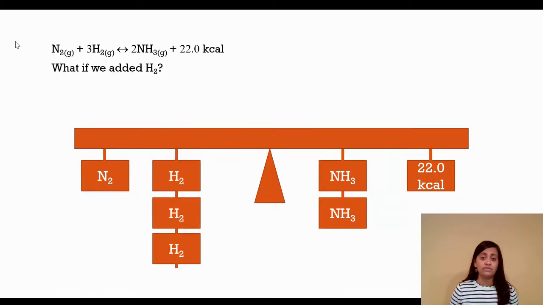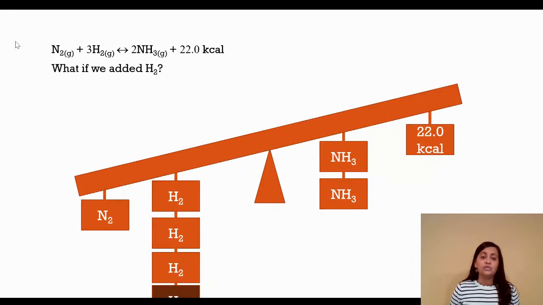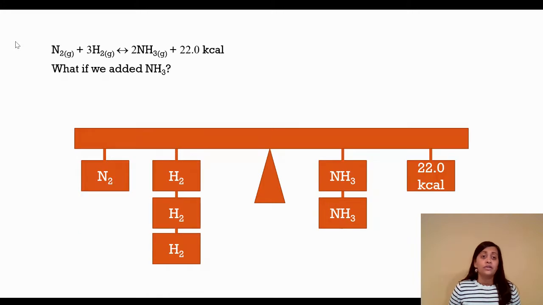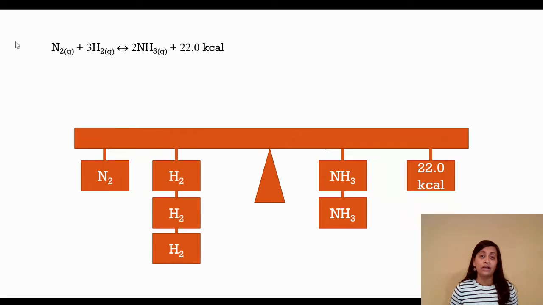We'll reset it, and then thinking about what if we added H2. Again, use your pencil or your pen and think about that seesaw. As we add H2, it's going to use up more N2 to make more NH3. So if we're going to add NH3, we're going to drive this towards the reactants. So that NH3 is going to break up into N2 and H2 in order to reestablish equilibrium. Again, your K values are staying the same.